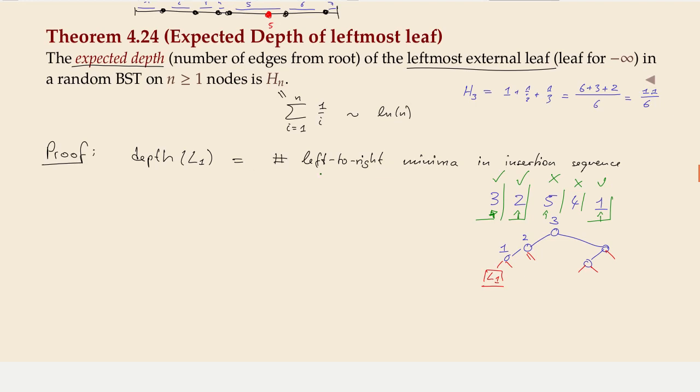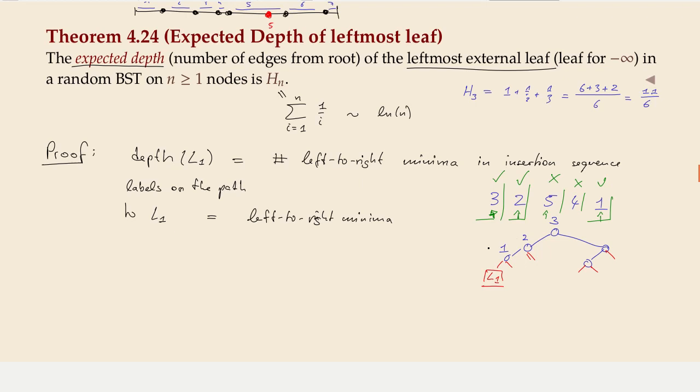And what I claim here is that the depth is the number of these. I can actually say the labels on the path to L1 are exactly the left to right minima. Namely, even in the right order. 3, 2, 1 is exactly the labels that we got on this path.